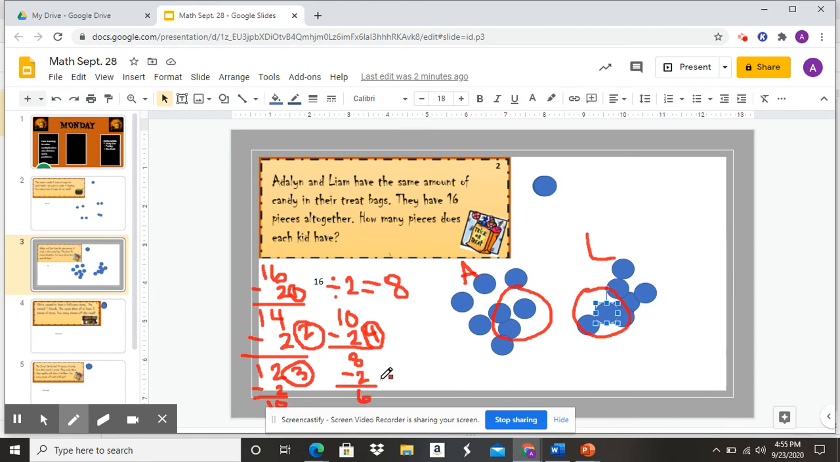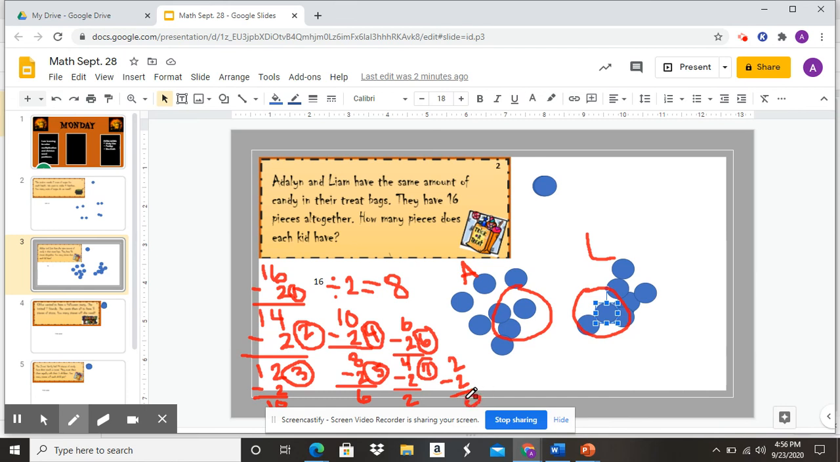Am I at 0? No, so I'm going to keep subtracting. So I've subtracted 5 times. So I've got to keep subtracting until I get to 0. What's 6 minus 2? 6 minus 2 is 4. Am I at 0? No, so I'm going to keep subtracting. So I've subtracted 6 times. What's 4 minus 2? That is 2. I'm still not at 0, so I've got to keep subtracting. So I've subtracted 7 times. Now, what's 2 minus 2? 2 minus 2 is 0. I finally made it to 0.